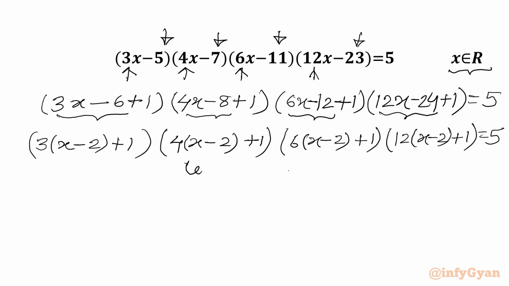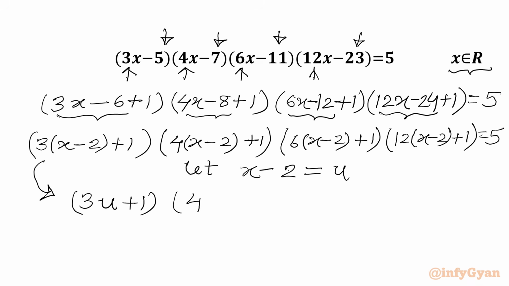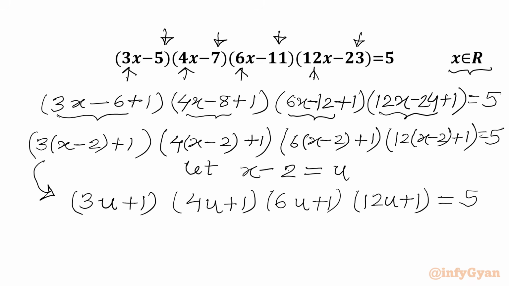Now our substitution is obvious. Suppose x minus 2 equals u. So our equation will become, in variable u, 3u plus 1 times 4u plus 1 times 6u plus 1 times 12u plus 1 equal to 5.